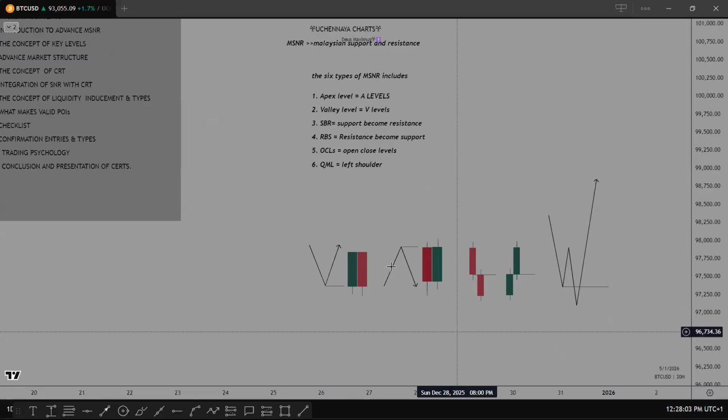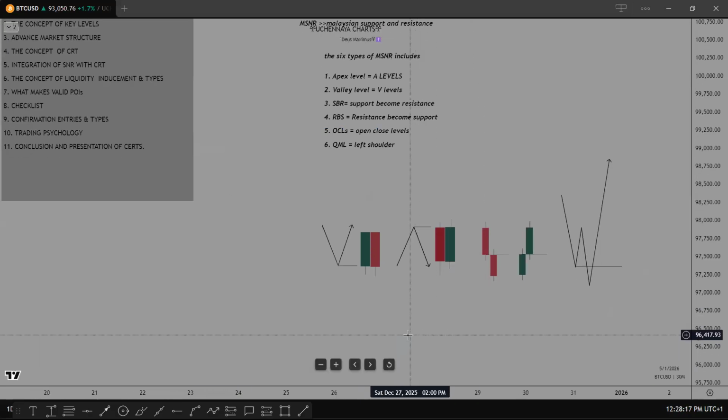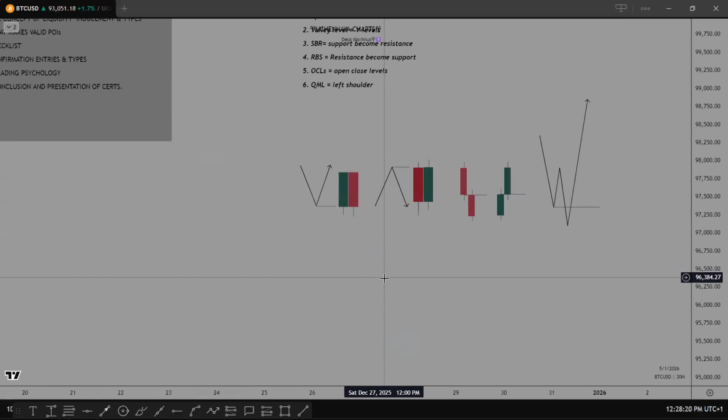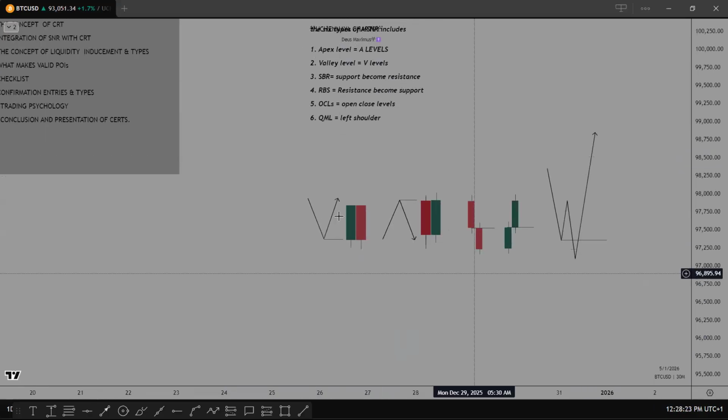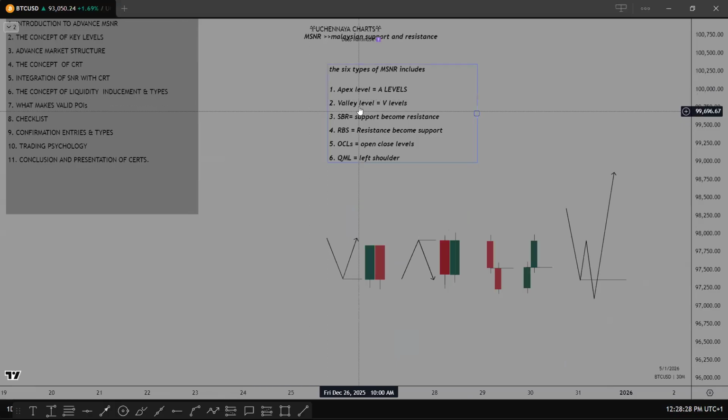I drew this to depict the basic levels of MSNR, but after drawing them, I saw no need for the drawings because in actuality, they are actually in the chart, right? They are in the chart, so there is no point drawing these things. Okay. So now when it comes to apex levels, and when it comes to these levels, let me clear this.